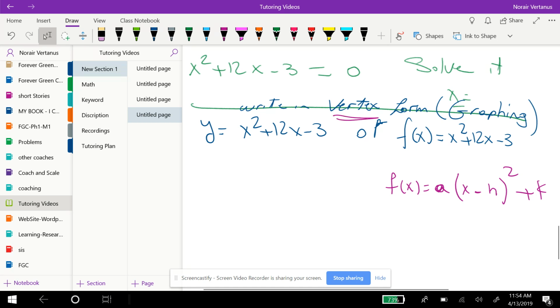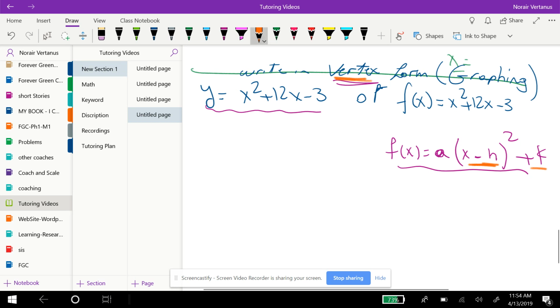This is called vertex form because when you make it look like this, you can tell from this part and this part what the vertex of the parabola is, because it's a quadratic equation. You can graph it and you're going to have a parabola. These are h and k. If you set x minus h equal to 0, you get x equal to h. That's the x value of the vertex. And this positive k is the y value. But this h, remember, is the opposite of what's in the parentheses. If you have negative h, the opposite of it is positive h.